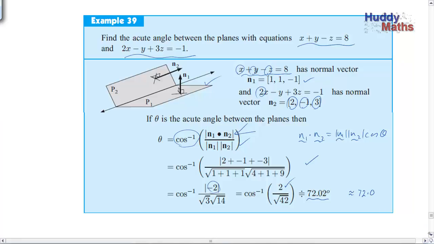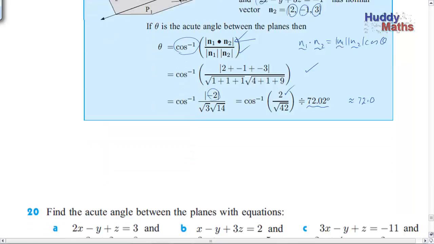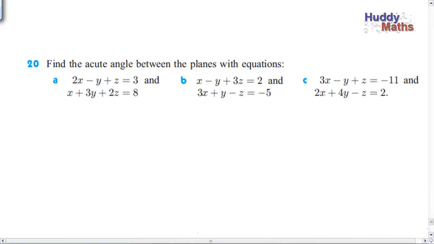Okay, so let's have a look at doing some problems now. Find the acute angle between the planes of those equations. So that's just a straight exercise. See what you think, and I'll show you the solutions. Okay, so there we have the answers to those. And that's all for this one.